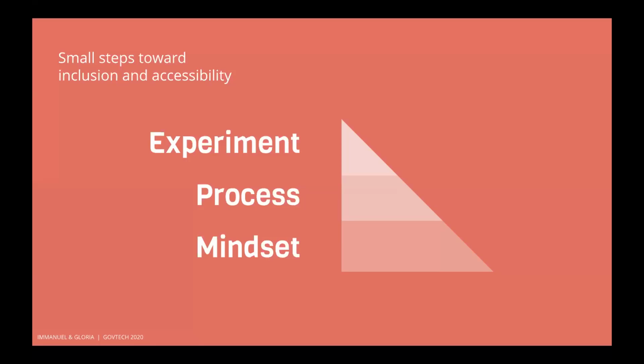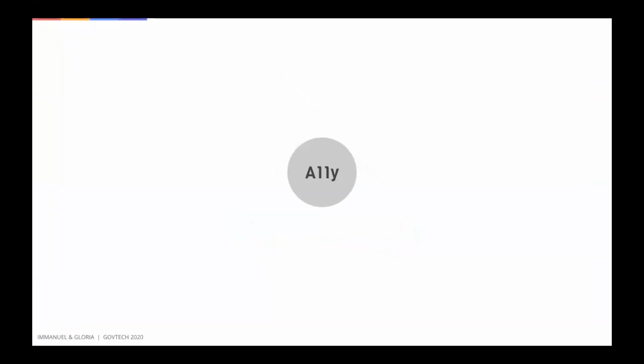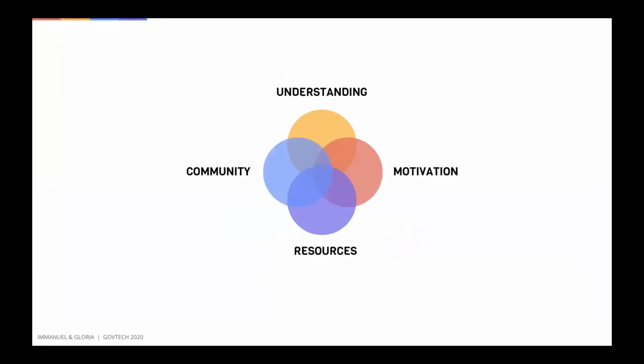So let's go to the experiment part. Really, it's about moving from cannot to why not. And in our experiments, what we really learned is that every small experiment matters. So let's take a look at Ally as this little snowball. To get this snowball rolling, we started small, but we really ran experiments in these 4 broad areas, and each experiment gave us learnings that stacked upon one another. So there's the experiment on understanding, motivation, resources, community.